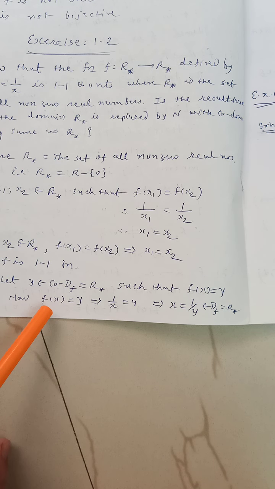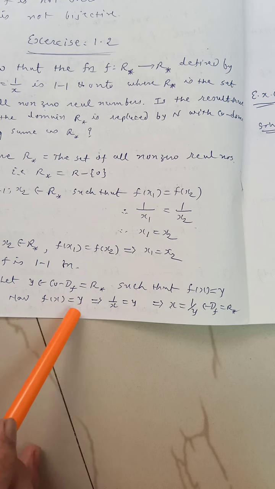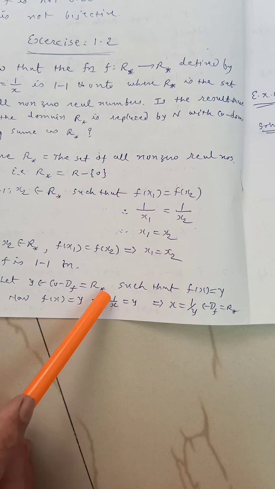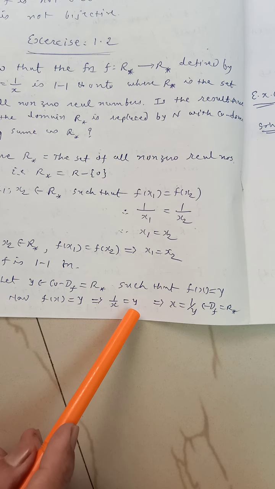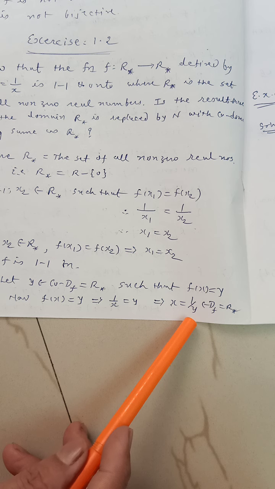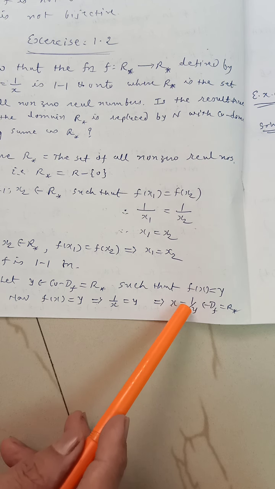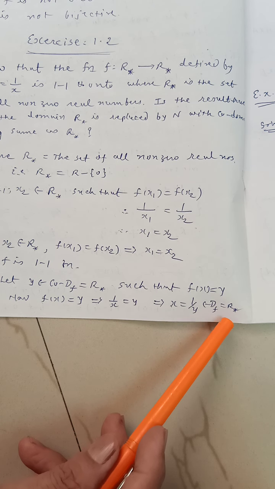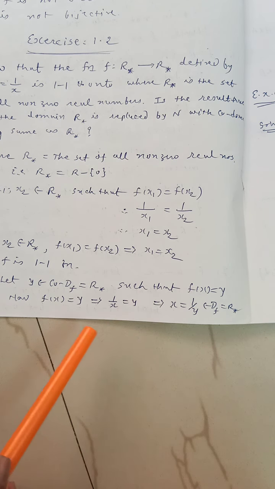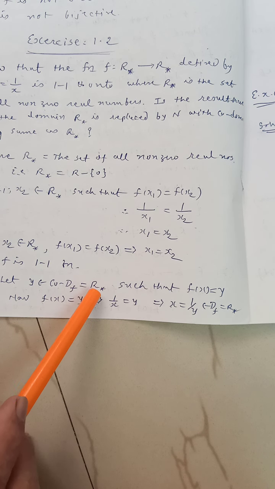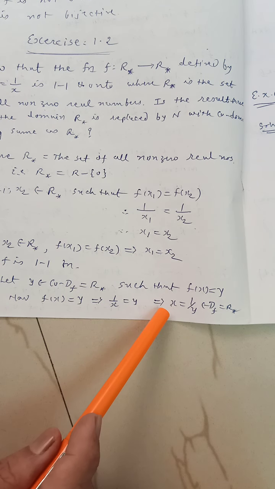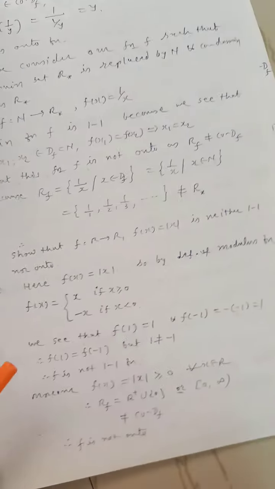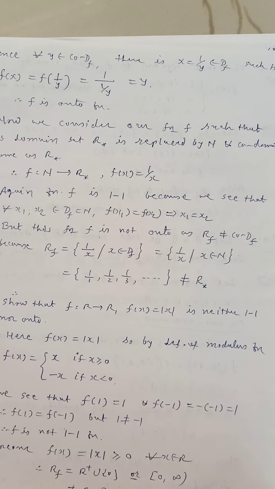So let's verify what your x is. f(x) equal to y implies what? The f(x) value you are given in the function is 1 by x. So 1 by x is y. If 1 by x is y, then x should be what? 1 upon y. And obviously y is not 0. Therefore 1 upon y is well defined and it belongs to domain f. Domain f is R star, R minus 0. So if I take a y member of codomain f, there is some x in the domain of f such that f(x) is y. This is to prove now.